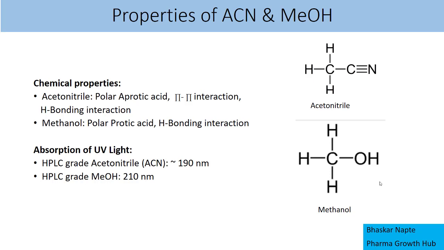Now what does this indicate? This indicates that ACN can be used even to make measurements at 190 nanometer wavelength. But methanol can be used only for detection at a wavelength more than 210 nanometer. Otherwise, you will get a lot of noise in case of using methanol as a part of your mobile phase, having a detection wavelength less than 210 nanometer.